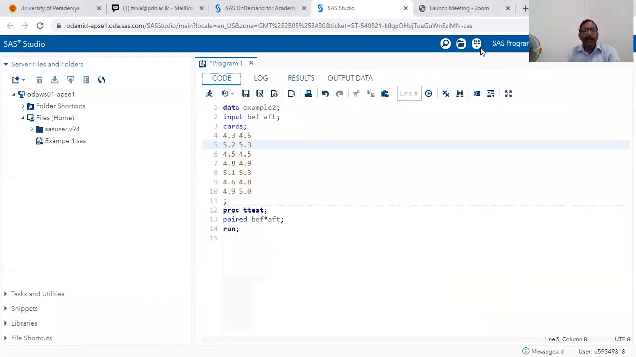Go back to the program. You see, we can change this, after into before. So here it is the way that we want. Now after minus before. You see, earlier it was before minus after. Now it is after minus before. You see, run the program.